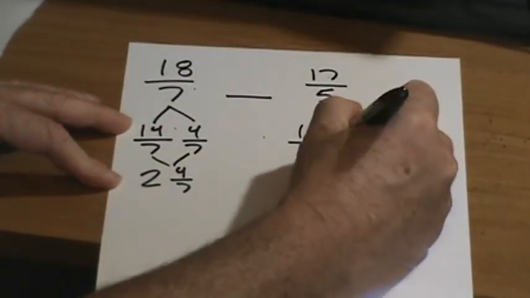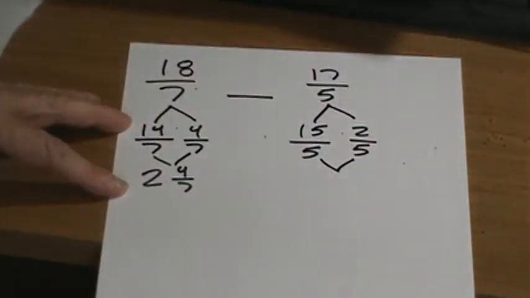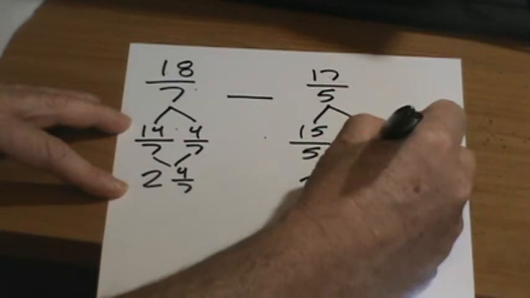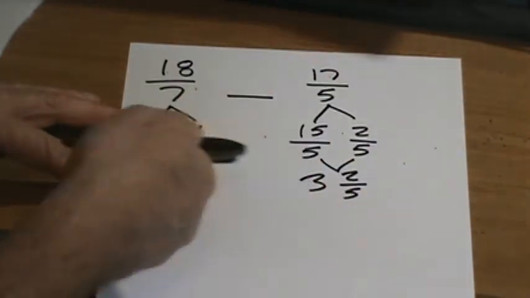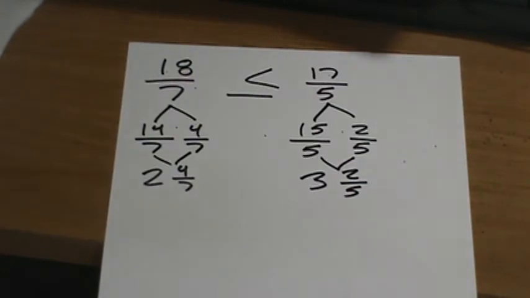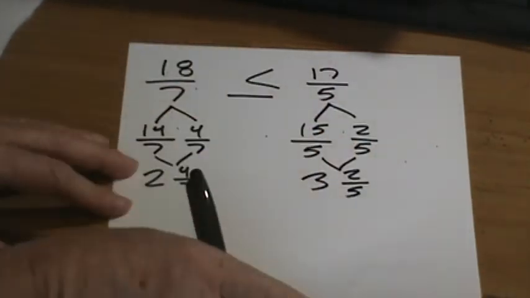Well, we can already see which improper fraction is larger, right? Because 15 divided by 5 is 3, and we're left with the 2/5. So we can see that 3 is larger than 2, and voila! Annie Alligator eats the 17/5. Yeah, because that's 3 and 2/5, and that's 2 and 4/7.